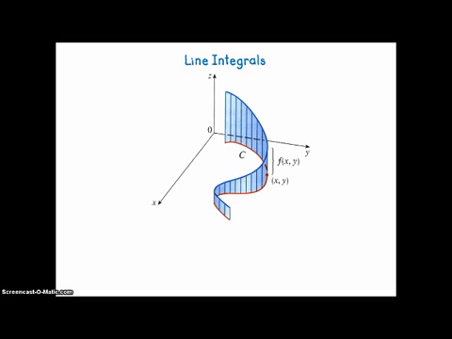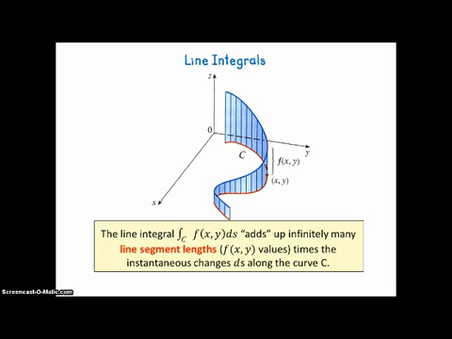So here's another picture from a different text. There's a curve on the xy plane, and then the function values are the z values. And so we're finding out a sort of curvy area along this curve C. The line integral along the curve C of f of xy ds adds up infinitely many line segment lengths f of xy values times the instantaneous changes ds along the curve C. And so this is when the curve is in 2 dimensions.